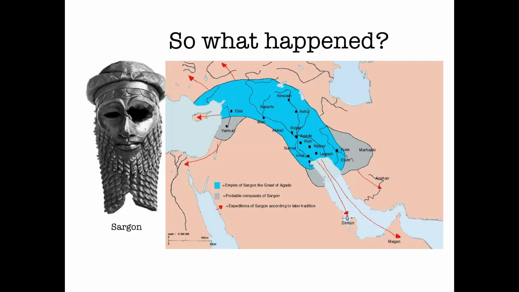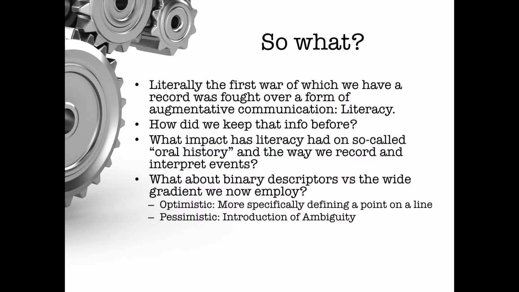So this other guy, Sargon, who is the emperor of a nearby civilization, saw this evolution of writing and liked it so much that he actually came over and conquered them to take it. So literally, the first war of which we have a record was fought over a form of augmentative communication, which is literacy. So how did we keep that info before, right? We had oral histories, things that didn't necessitate so much profound record keeping.